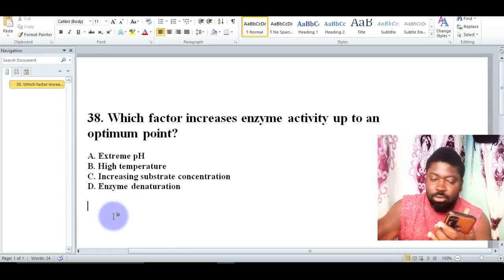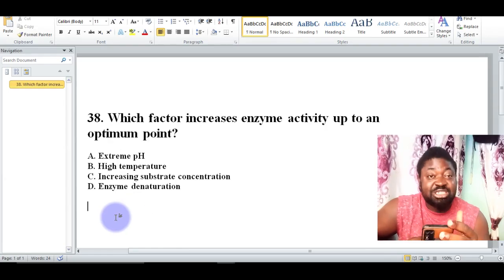Let's move to the next. The next will be question number 38. Which factor increases enzyme activity up to an optimal point? We have A, extreme pH. B, high temperature. C, increasing substrate concentration. And D, enzyme denaturation.